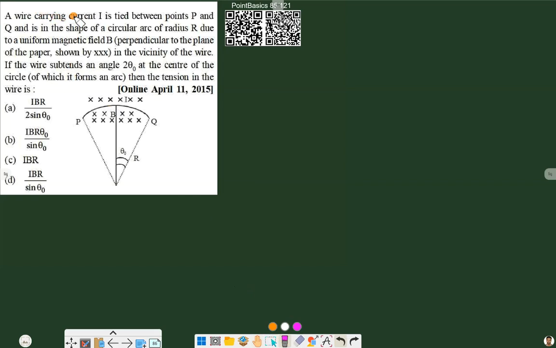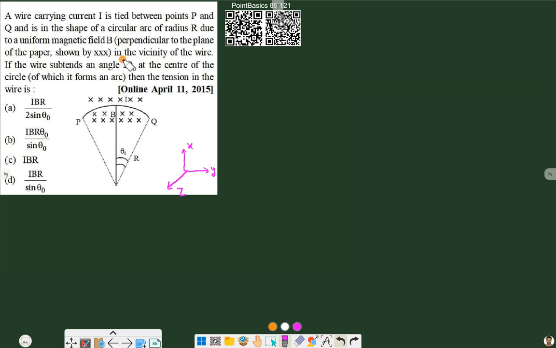Now, a wire carrying current I is tied between points P and Q, in the shape of a circular arc of radius r, due to a uniform magnetic field perpendicular to the plane as shown in the paper. Means the magnetic field is in the negative z direction. If we assume that this is x, y and z, so here the magnetic field is in the negative z direction.